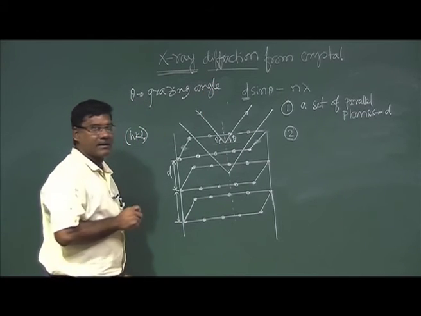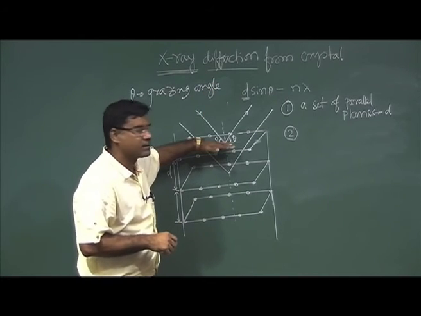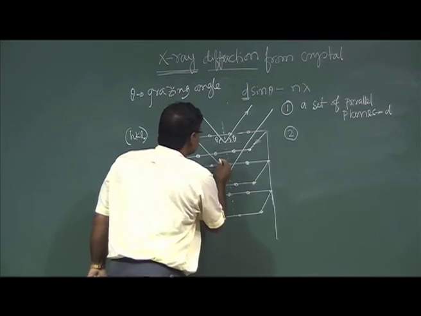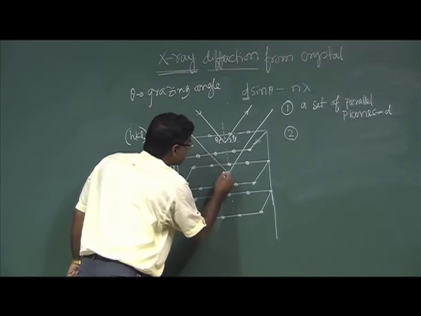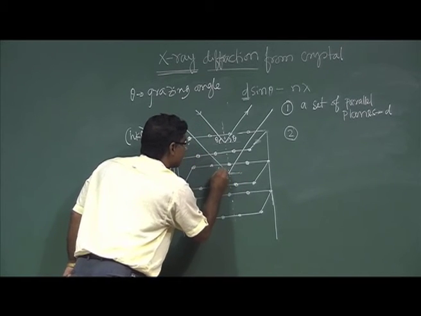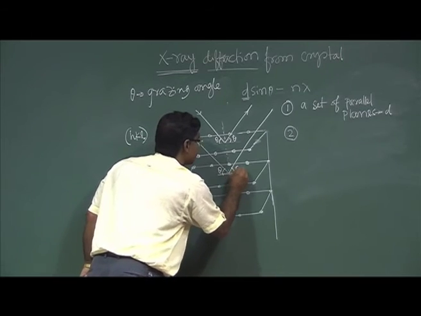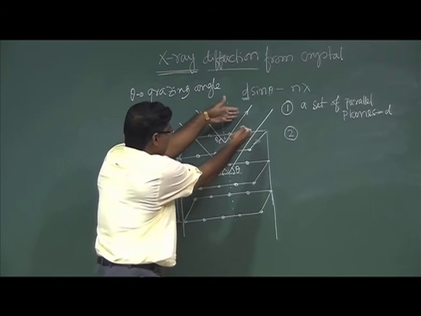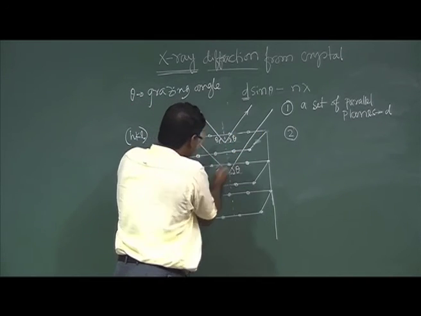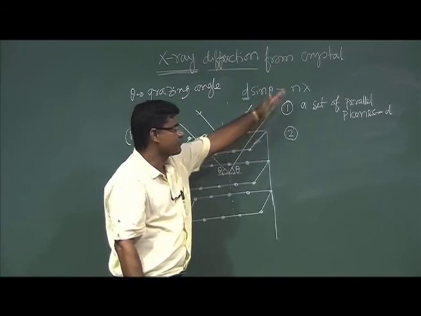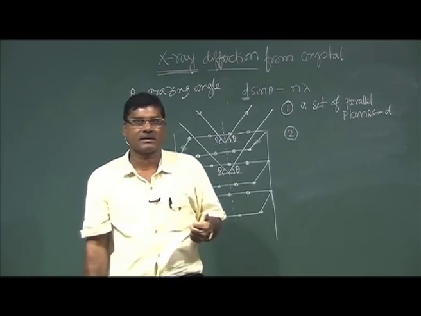Theta is a grazing angle, the angle with the plane. Since the planes are parallel, here also this angle is theta, and this angle is theta. So from the third, fourth, fifth layer planes, the reflected ray will come following the reflection.